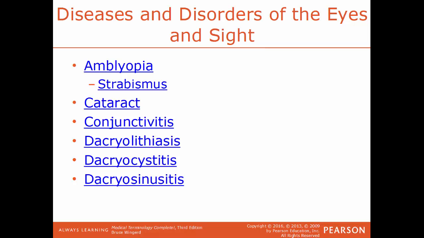So our next term, cryolithiasis. This is a condition where you have stones that are found within the tear ducts. And that can lead to our next term, cryocystitis, which is an infection of a lacrimal sac. So the sacs where tears are actually produced become infected. And that infection spreads from just the tear ducts onto a sinus within the skull. That will give you our last term here, cryosinusitis, an infection of the lacrimal sac plus the sinus.